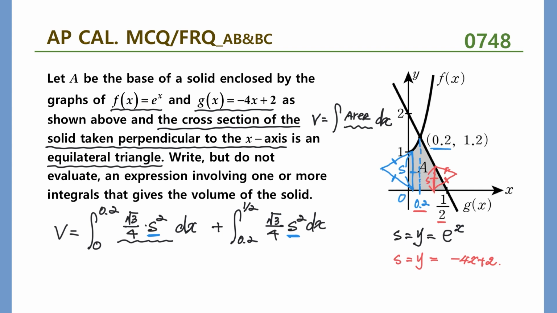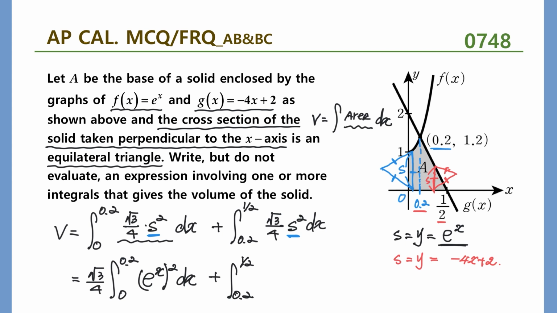So that is equal to root 3 over 4 integral from 0 to 0.2 of s squared. This s squared we have to write in terms of x, so e to the x squared dx, plus the integral from 0.2 to 1/2. Let me write root 3 over 4 right here, and s squared, this time s is this, so negative 4x plus 2 squared dx. That's our volume here.